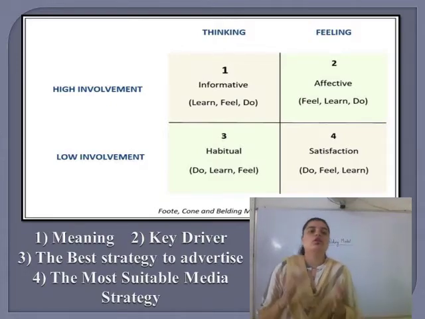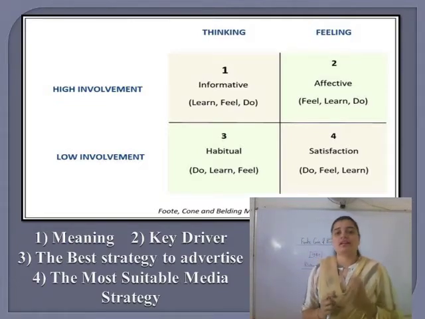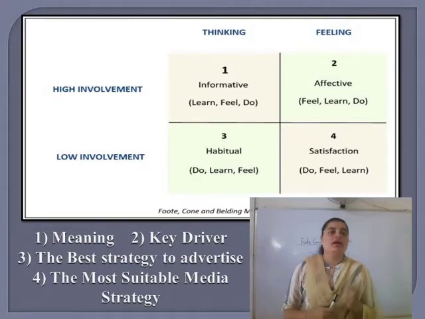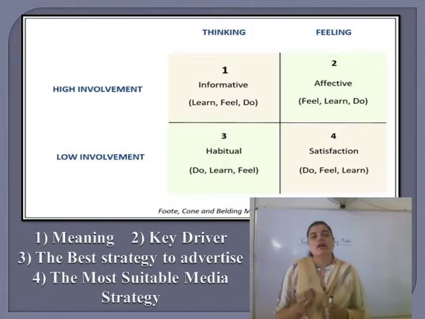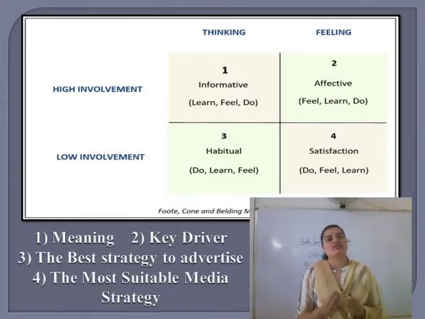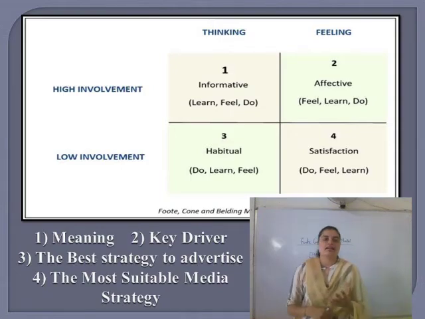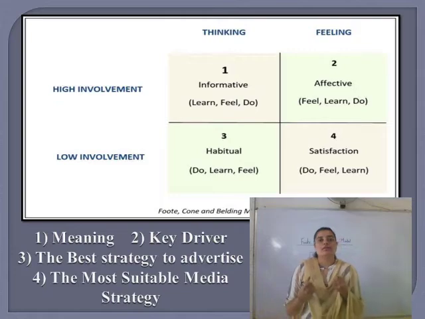Now let's move to quadrant number 2. Quadrant number 2 includes products that require high involvement and whose purchase decisions are based on the feelings of the customer. Such purchases are driven by emotion and for satisfying self and satisfying one's ego. We can take an example of purchasing jewelry or purchasing any beauty products.